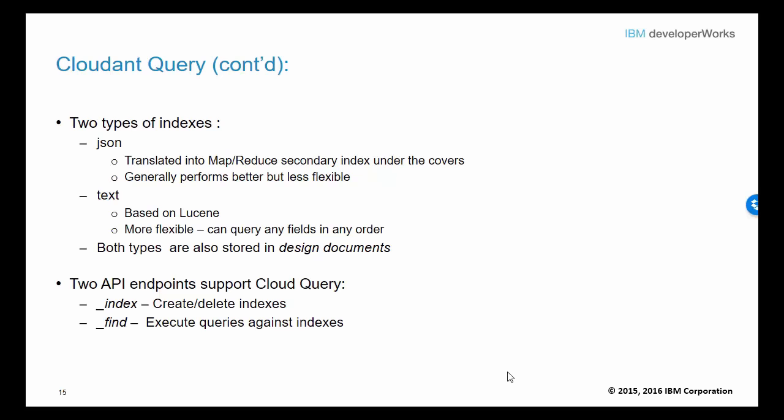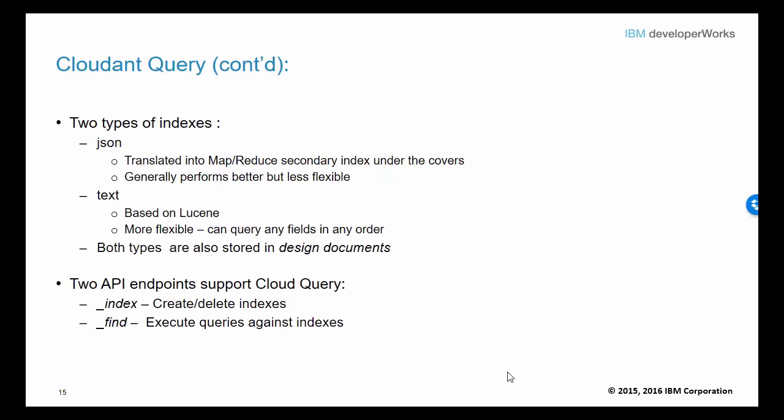Text-based indexes are based on Lucene. They're a lot more flexible. You can query the fields in any order and you can sort the results in any order. Both types of these indexes are actually stored in design documents like your MapReduce secondary index.